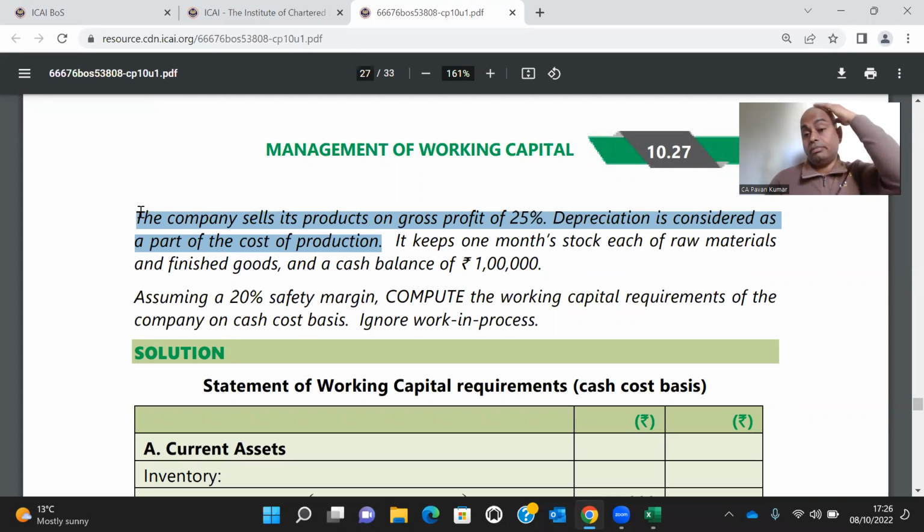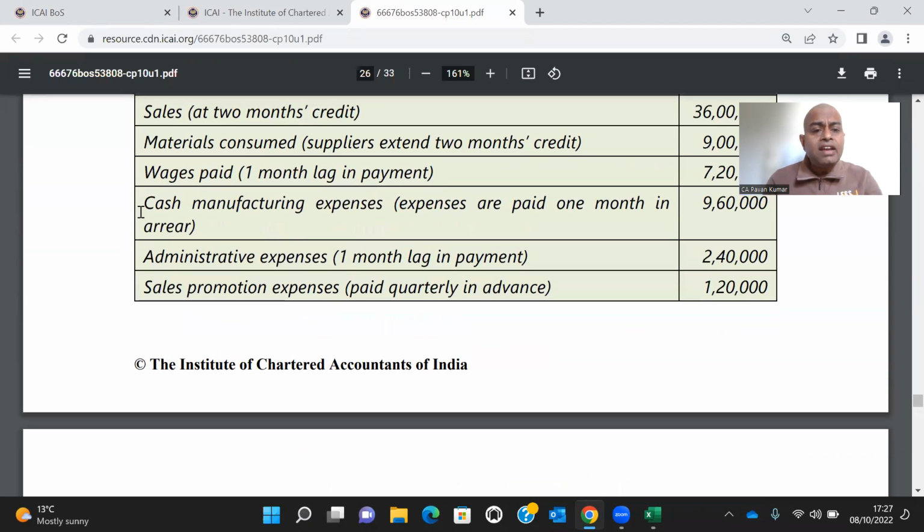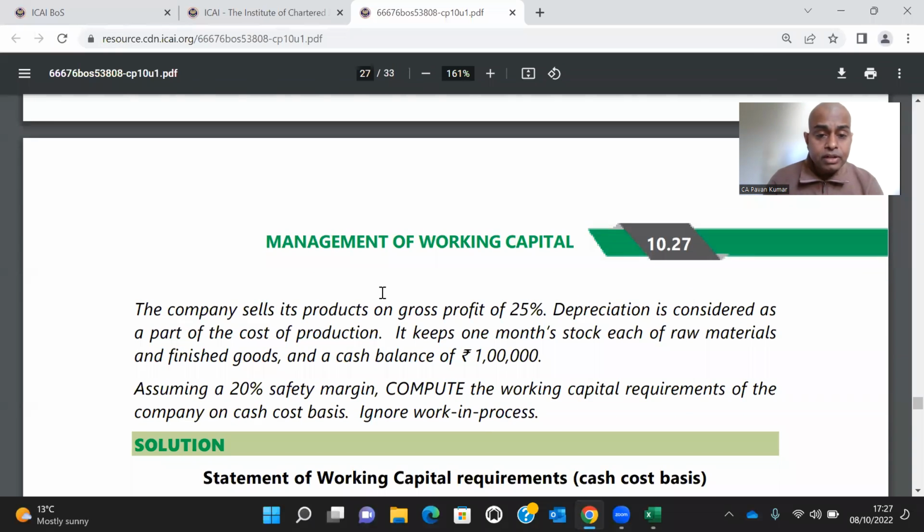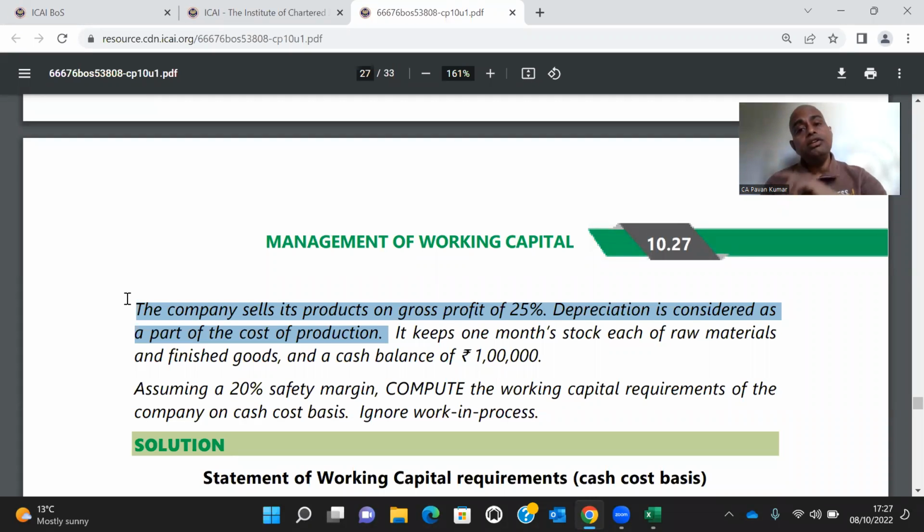Students will ask, sir, how to calculate depreciation? In the question, they gave you cash manufacturing expenses, so you don't need to do anything. This sentence is a trap. But the sentence is useful had it been asked in the question to calculate depreciation. That's all. This problem is over.